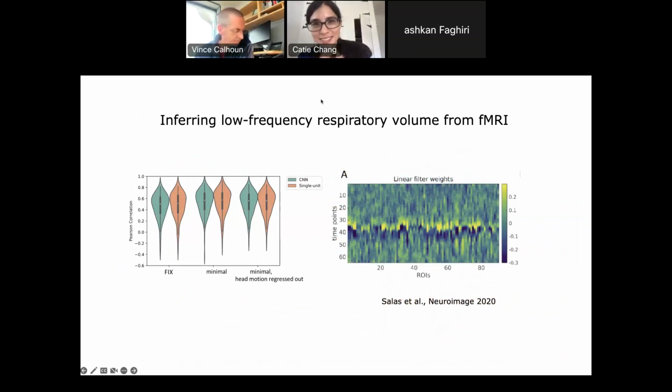I'm not sure if I'm able to see. Oh, here we go. I found the chat window. Great. And maybe why don't you go ahead and unshare your slides? Sure. Let me stop sharing.